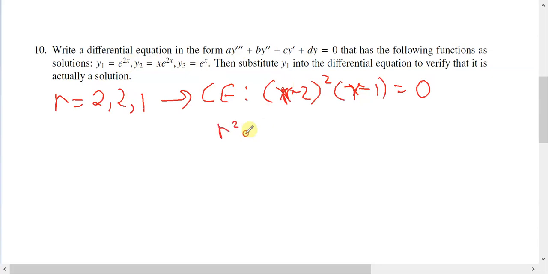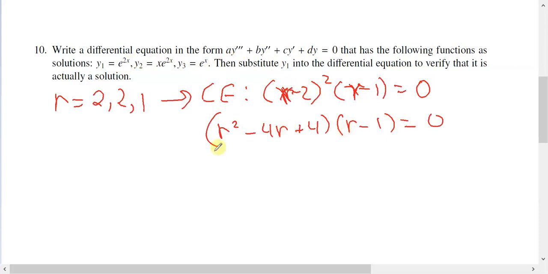That's my characteristic equation, so I'll multiply this out. I'll get r^2 - 4r + 4. I need to multiply that by r - 1. And I need to multiply it out because I want to get it in this form here. I could do the differential notation and just do (D - 2)^2, but I was asked to get it in this expanded form.